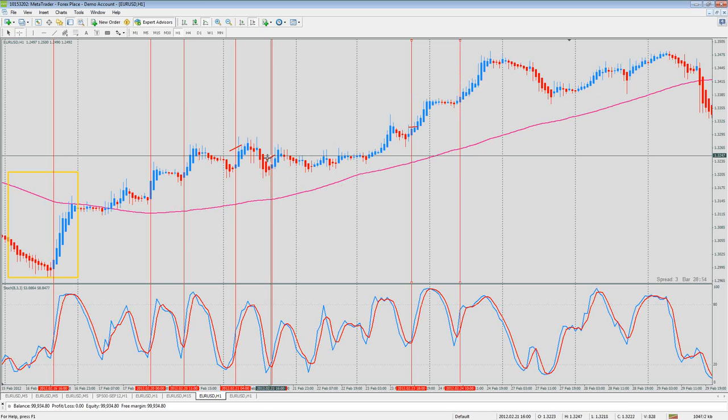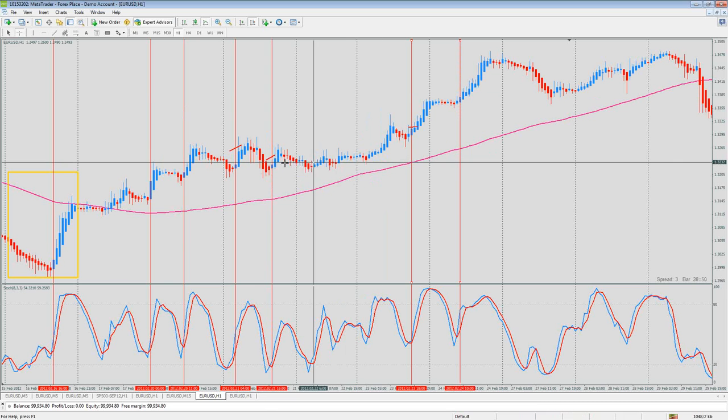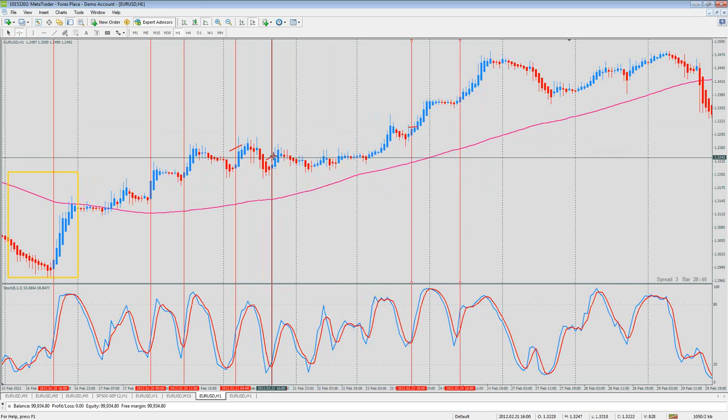So if you enter here and remain in the trade as long as it's above the 100 SMA, okay, you can take here somewhere like 200 plus 150 plus 100. Okay, so you can get plenty of pips.